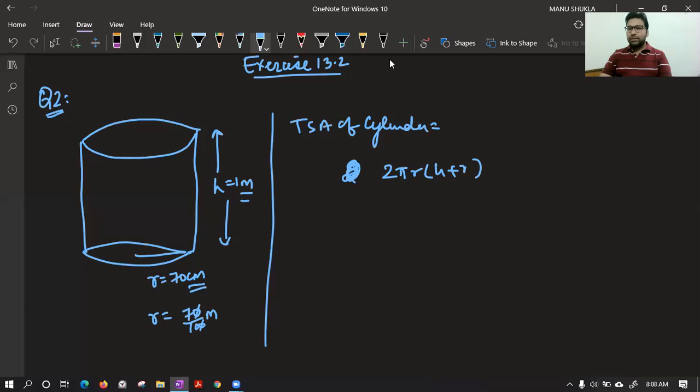We just have to find this and the answer will come in meter square, and that will be the required metallic sheet to make this closed cylinder. This was not a tough question. I thought it is how many square meters they were asking. I thought they are asking sheets, number of sheets. That's why I took this question.